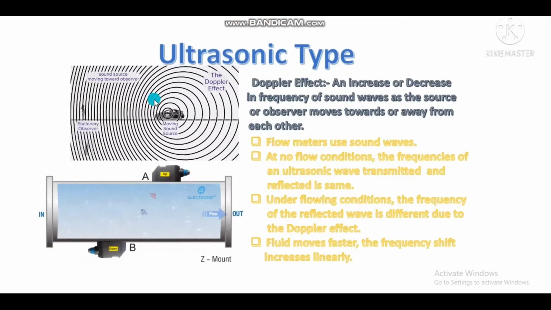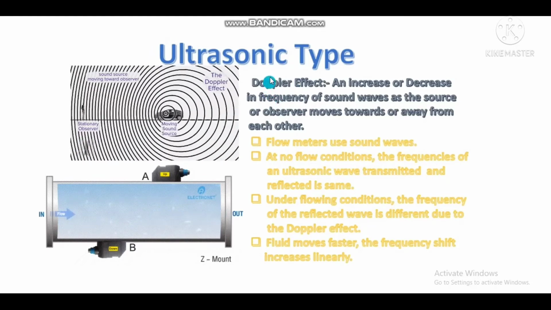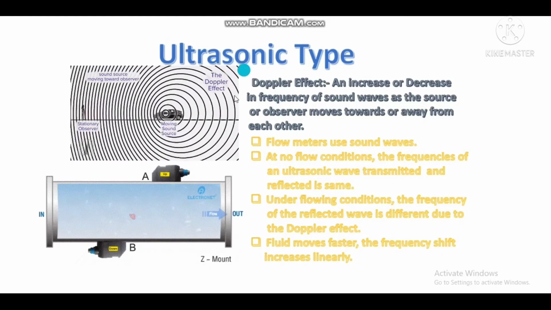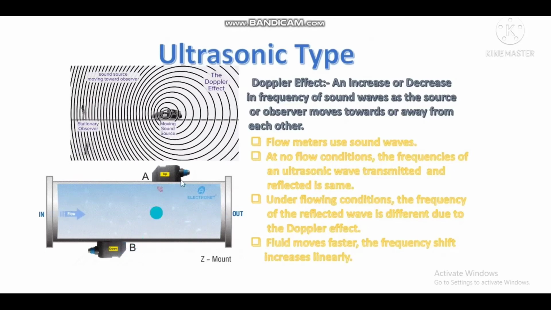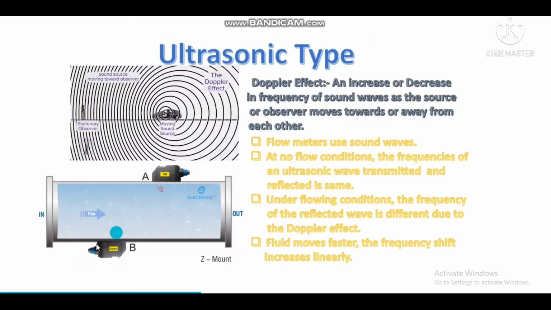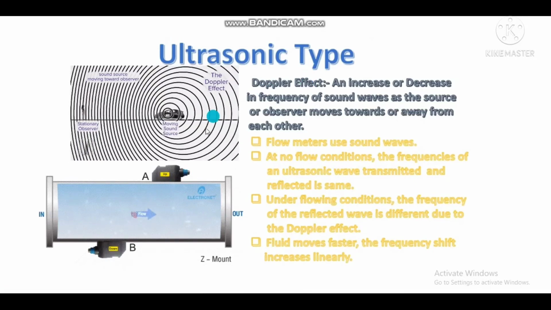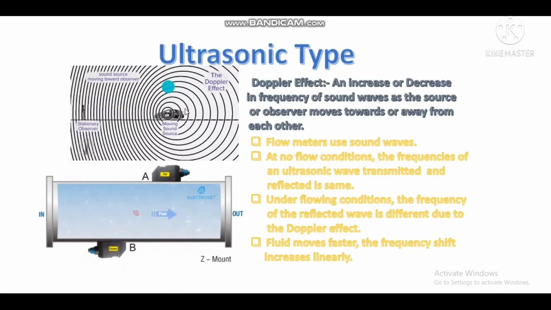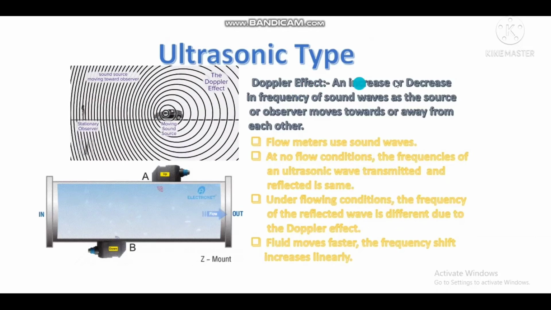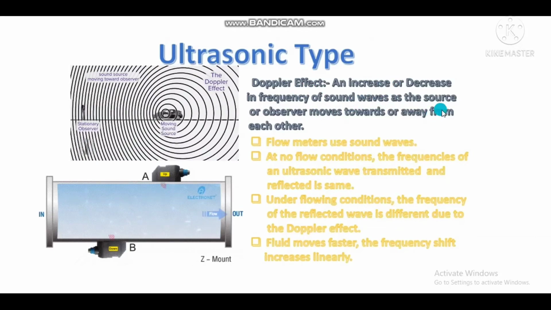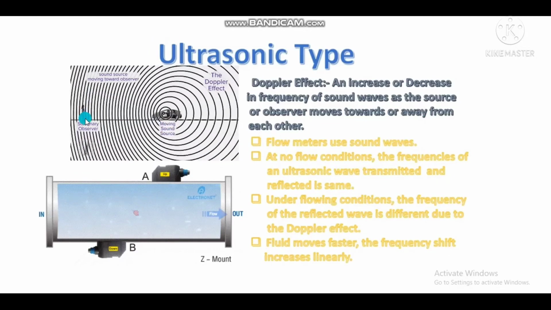Now the third is the ultrasonic type. Its basic function is that the ultrasonic sound is sensed in the opposite direction. It emits the ultrasonic sound and sends it down here. So this is the basic phenomenon of the Doppler effect. We have to study the Doppler effect to get to know about the ultrasonic type. So what is the Doppler effect? It is an increase or decrease in the frequency of a sound wave as the source or observer moves towards or away from each other. We have seen this with a particular object and a vehicle.